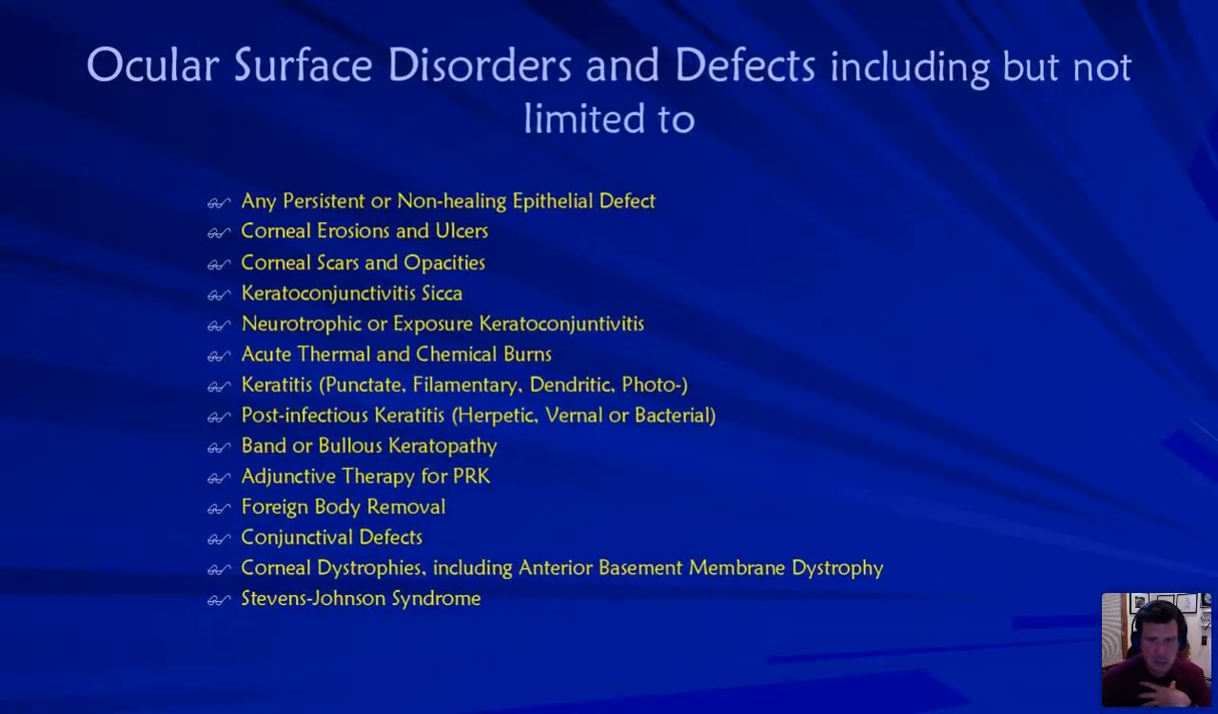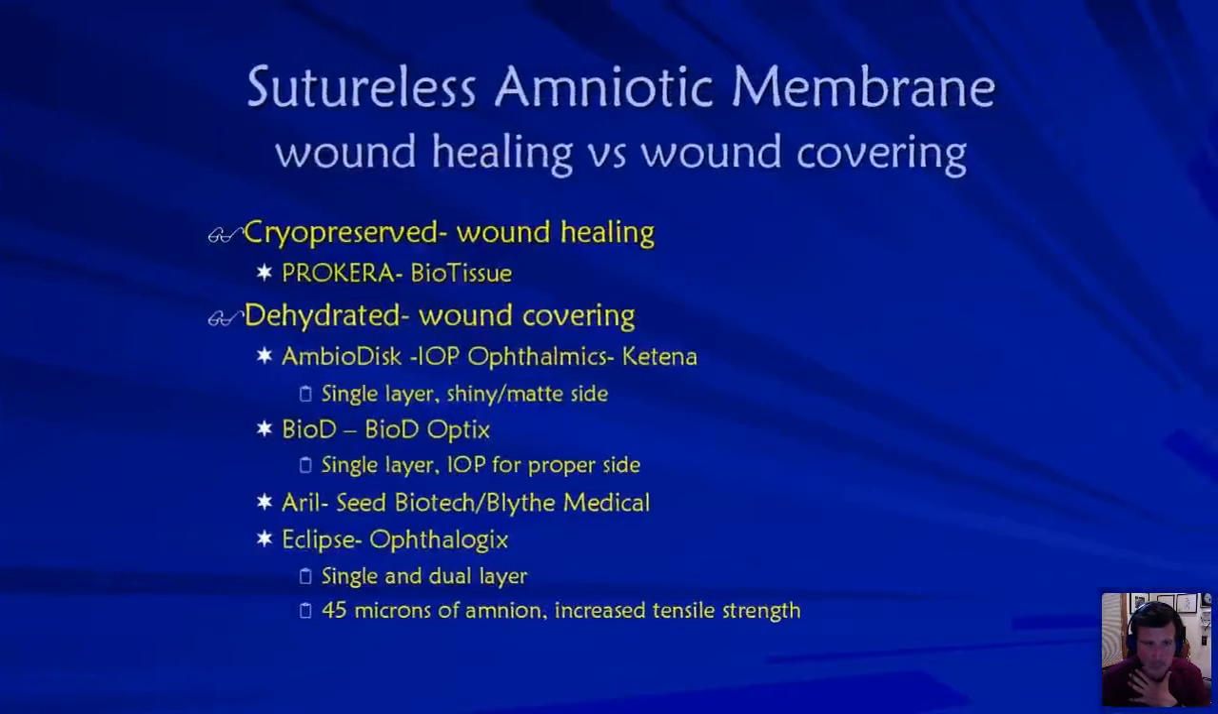So those were just a few things that you can use an amniotic membrane for: corneal erosion, corneal scars and opacity, dry eye, thermal and chemical burns, infectious keratitis, foreign body removal. If it's centrally located, you want to minimize the amount of scarring that could be over that pupil.